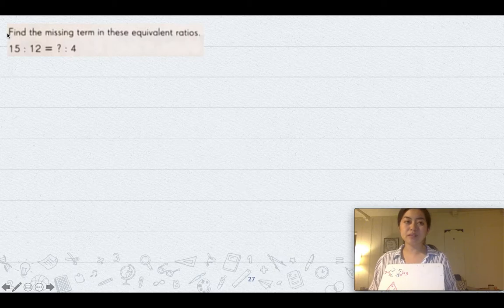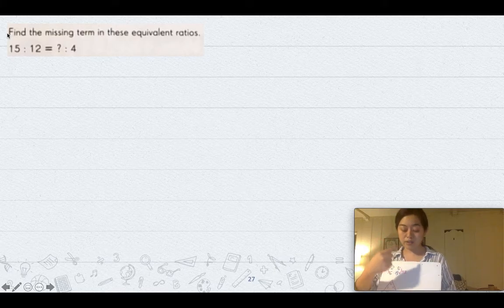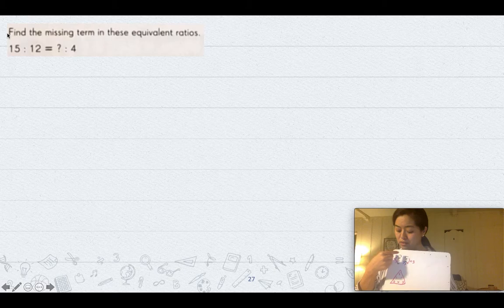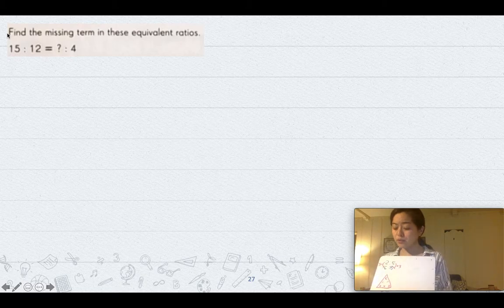Okay, so find the missing term in these equivalent ratios. 15 to 12 is equivalent to what to 4. Again, in the book, they wrote it across, but I like to stack it because I like to draw these arrows that point down. I see the first terms are on top of one another and the second terms are on top of one another. And that way I can visualize better what's going on with the ratios.